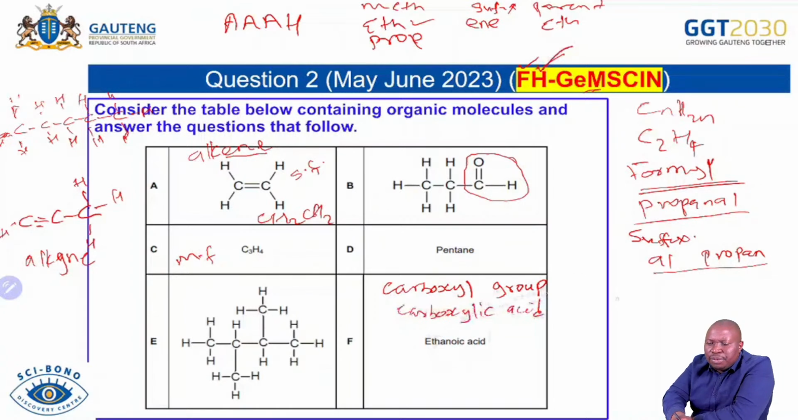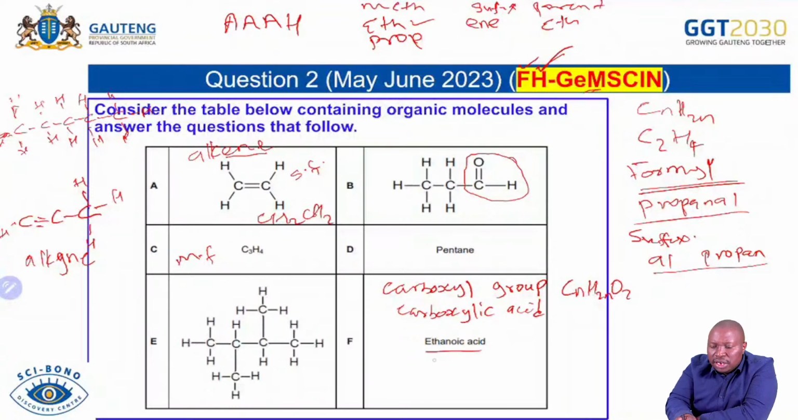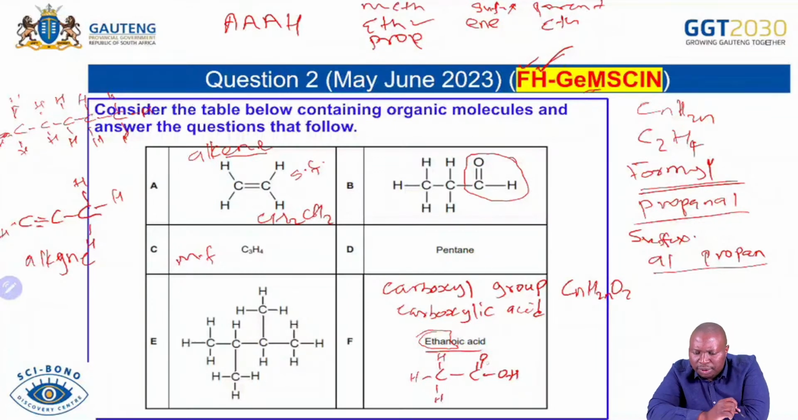And don't forget the general formula for carboxylic acids is CnH2nO2. That is the general formula for carboxylic acid. But in this case, we are given ethanoic acid. You know, ethan means 2 carbons. So you can draw the 2 carbons. And for the carboxylic acid, you have a COO there, which is a C double bond O and an OH. Then you are able to draw your structure for carboxylic acid. And always ensure the number of bonds around each carbon are 4.